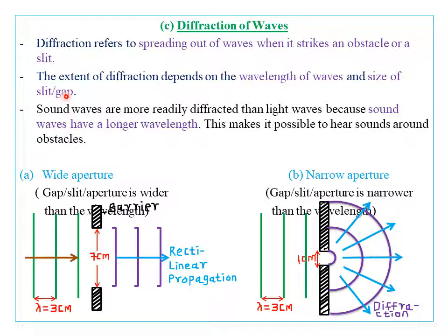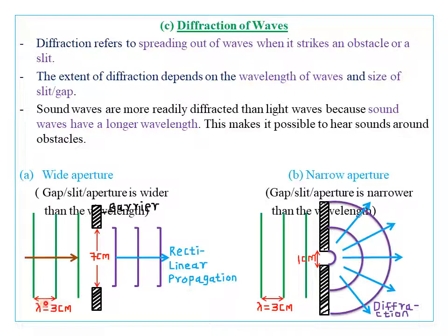For example, we can look at this particular case. You can see that our slit or the gap is small, and it is smaller than the wavelength. So the wavelength is larger, which is 3 centimeters, but the gap or the slit is small, which is 1 centimeter. So the smaller the gap, the larger the rate of diffraction. You can see that for this particular wave, these incident waves have been diffracted more. That is, they are spreading more. So the smaller the gap or the smaller the slit, the higher the rate of diffraction.